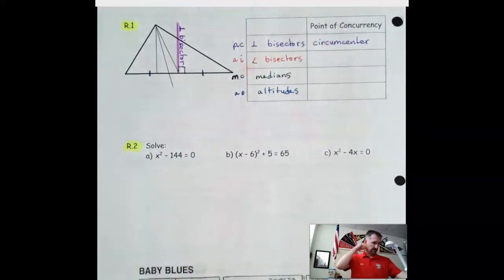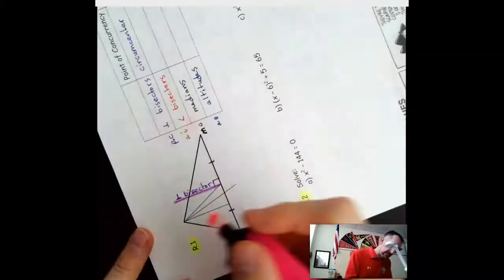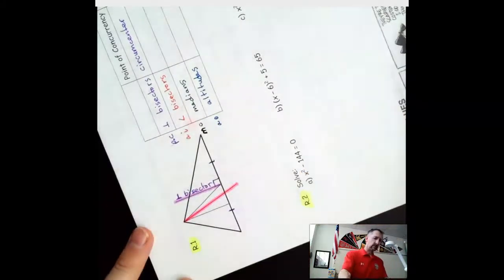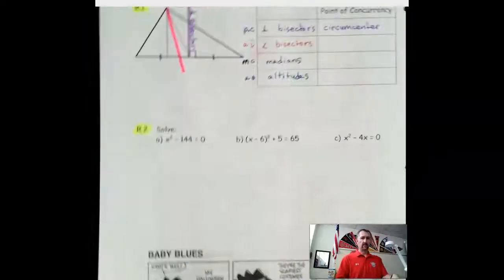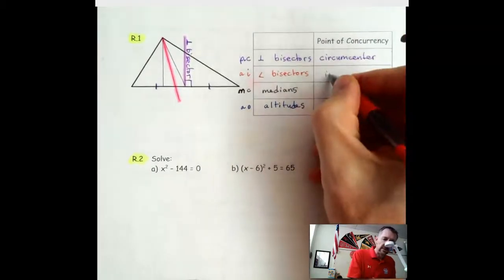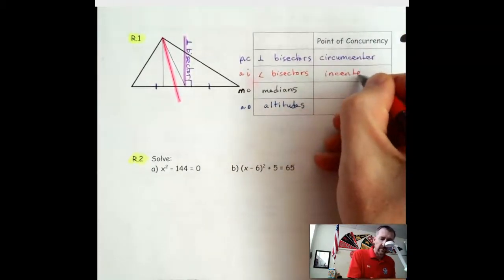All right. Angle bisector. The angle bisector needs to cut an angle in half. Well, it looks like that one there. And the angle bisectors, vowel, their point of concurrency is the incenter. Okay, so angle bisector.